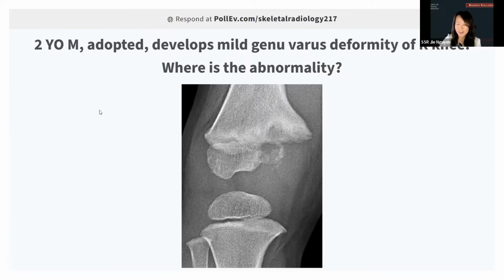So this is where you get to log in and highlight where you think it's abnormal. I can hide other people's answers. Wow, we got more responses. Okay, let me hide. We'll wait maybe about 20 seconds and see where people are. Essentially we have an AP view of the knee. I'm zoomed in on the distal femur and proximal tibia with a little bit of the fibula sticking out there. Very cut in, so I'm sorry, I'm not showing you the soft tissue planes or the contralateral side. Let's see where the responses are.